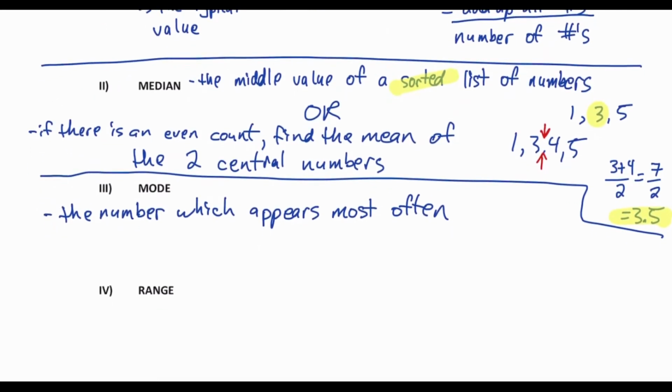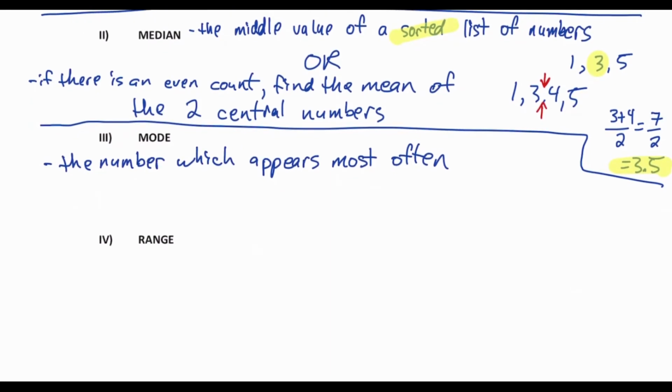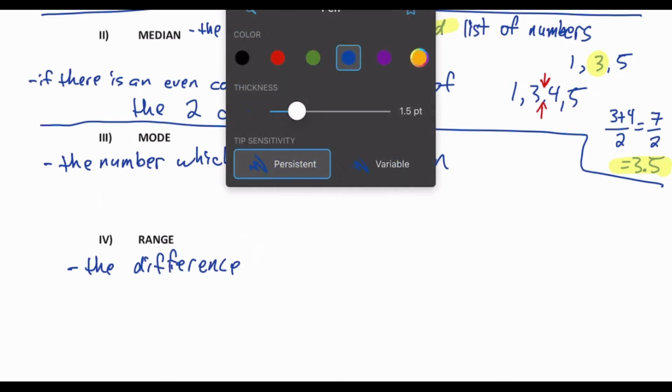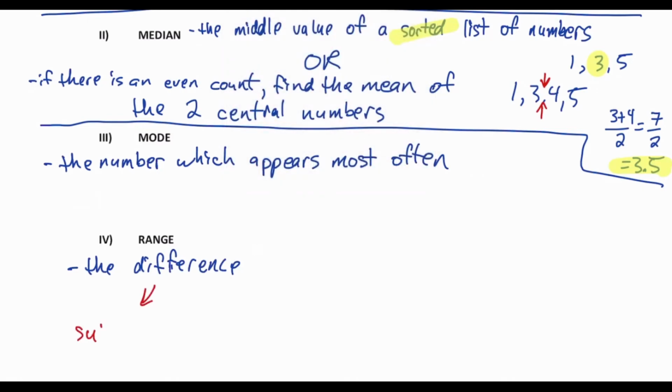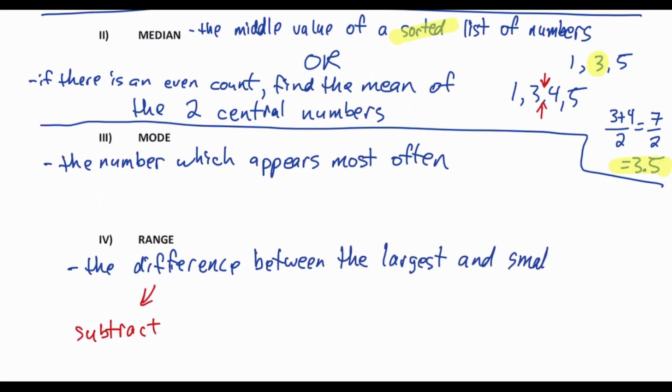I will also add the range. The range is not a measure of central tendency, but it is related. It is something we often find when working with a set of numbers. And the range is the difference. And remember, we've talked before, what does it mean when we see difference? That's a key word that tells us we're going to subtract. We're going to find how far apart two numbers are from each other. So the difference between the largest and smallest values.